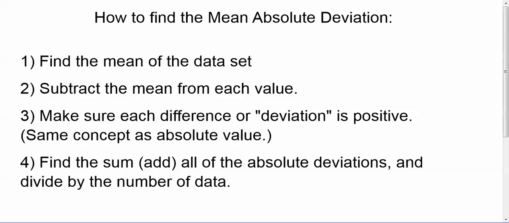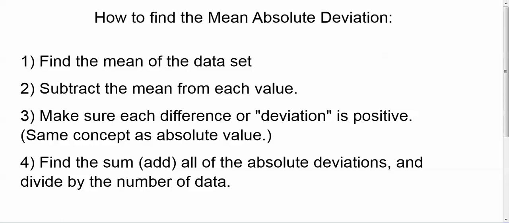Two that we study in 6th grade would be the range. What is the difference between the highest and lowest values of a data set? And then we have the mean absolute deviation, which is how far on average the values in the data set are away from the mean. I'll explain that more in a little bit. But the first step is to find the mean of the data set.